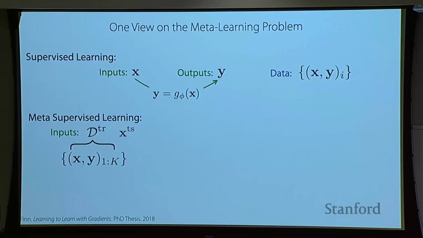In the previous slides, what is the K? So K is the number of examples, like in K-shot learning, it's the number of examples that you're going to be learning from.